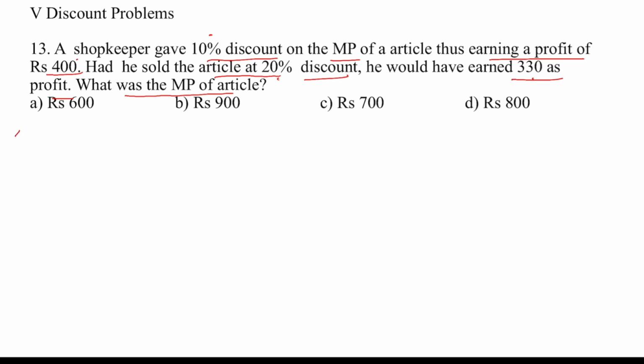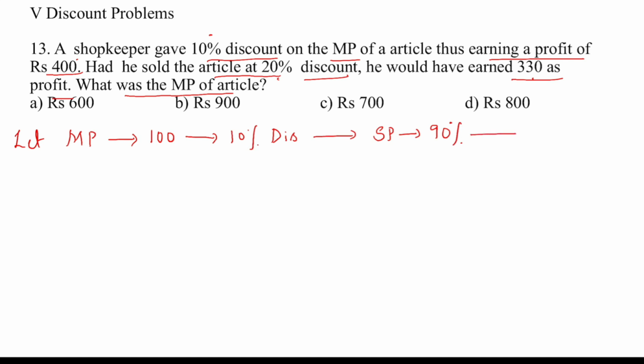Now let us assume the marked price and then solve. So let the marked price of the article be rupees 100. First he gave 10% discount, isn't it? So 10% discount means how much? He sold it for 90%. So he sold it at 90%, and when he sold at 90%, he is making a profit of how much?